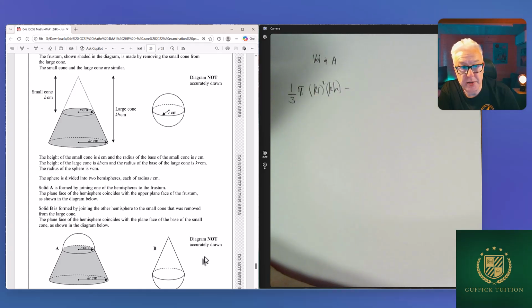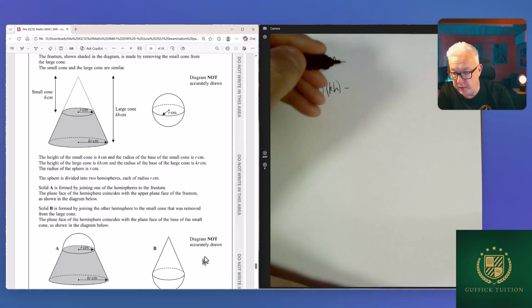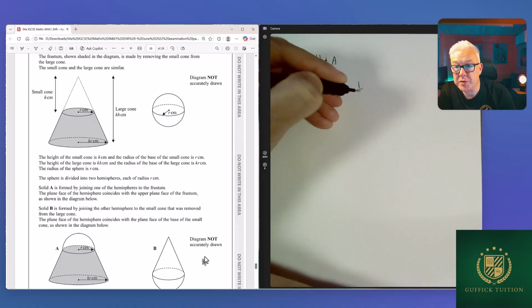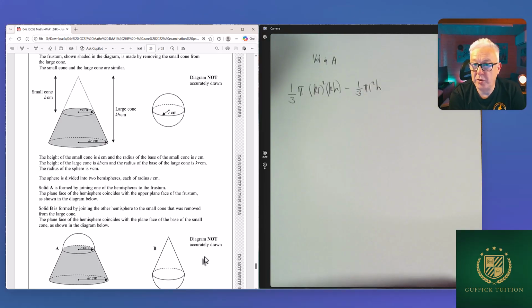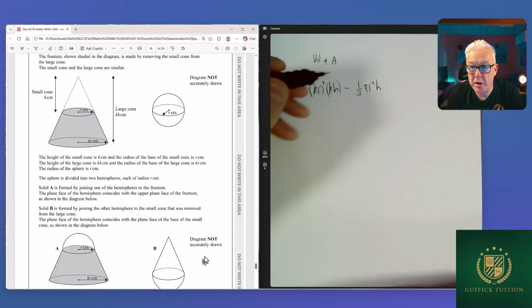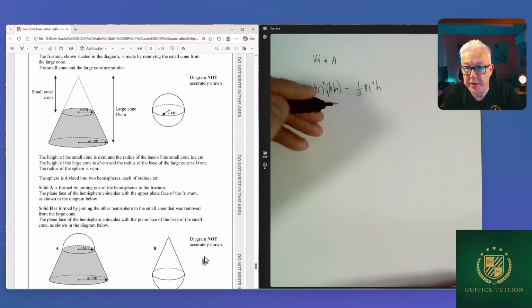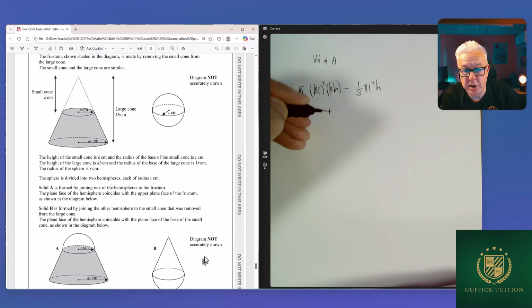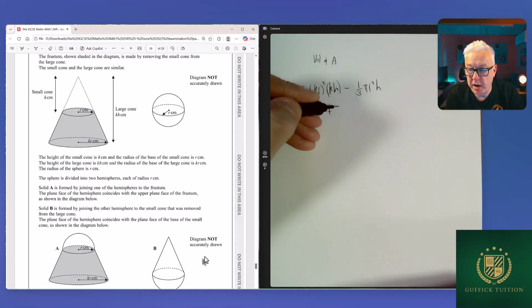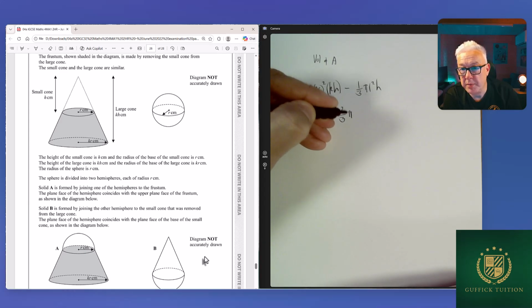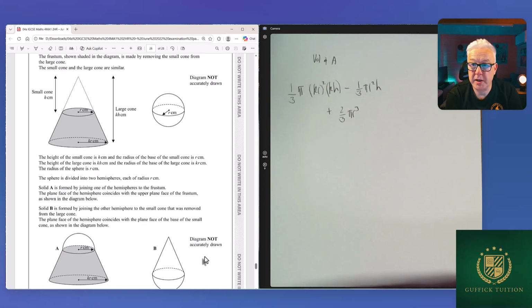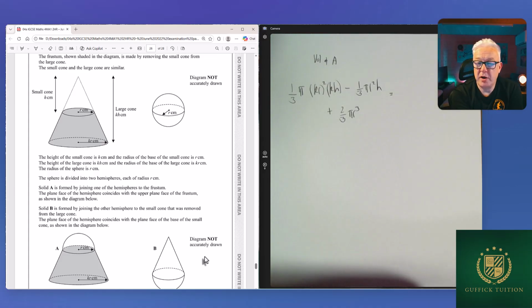Then the small cone was cut off, and the volume of the small cone was 1/3 pi r squared h. So that's the volume of the small cone. So big cone minus the cut off bit. But then remember, we have glued on one of the hemispheres. And the volume of a sphere is 4/3 pi r cubed. So the volume of a hemisphere is going to be 2/3 pi r cubed, like that. Okay, so that's our expression for the volume of shape A.